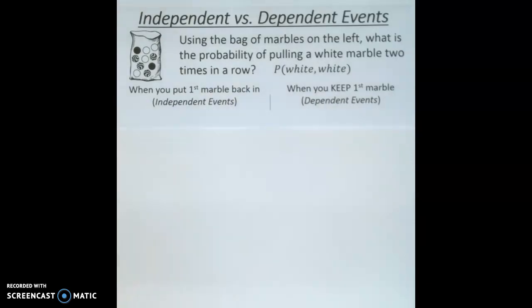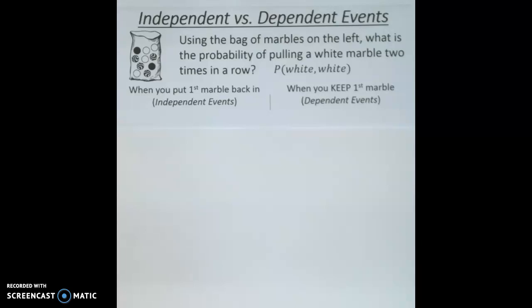So let's look at the independent one first. We're going to pick out a white marble and then we're going to put it back. Or we're going to try and pick out a white marble, should I say. And we want to know what the probability is of picking out the white marble. But the key thing about this question is that we are putting the marble back. So whichever colour we pick out, we're putting it back and then picking out the second marble.